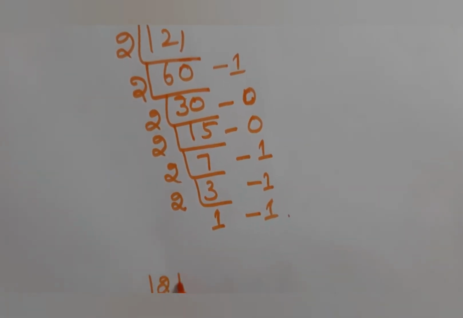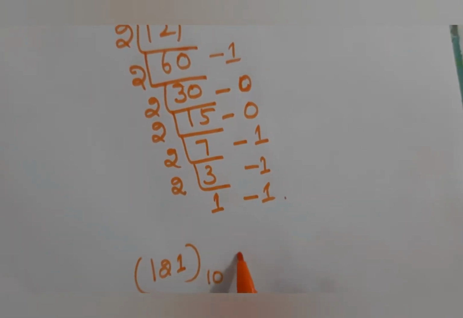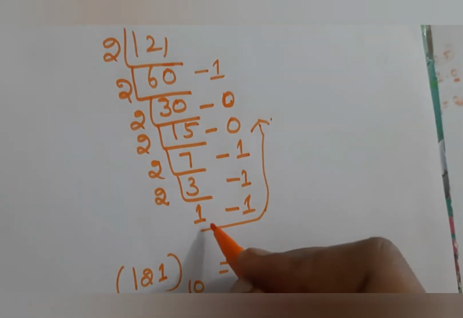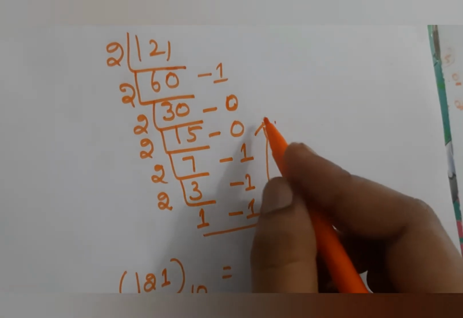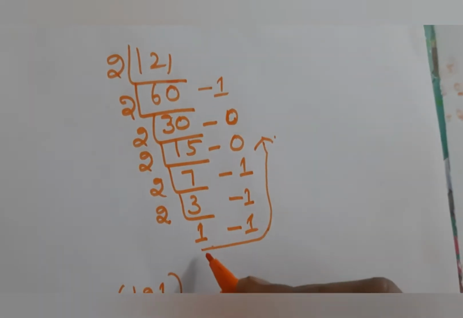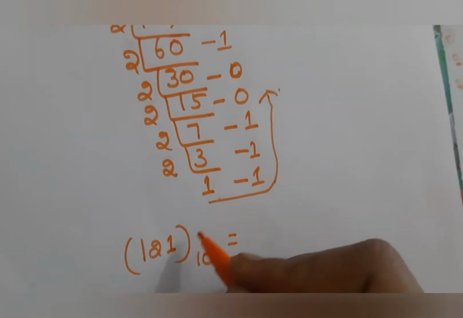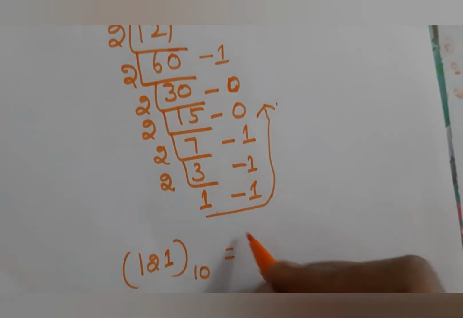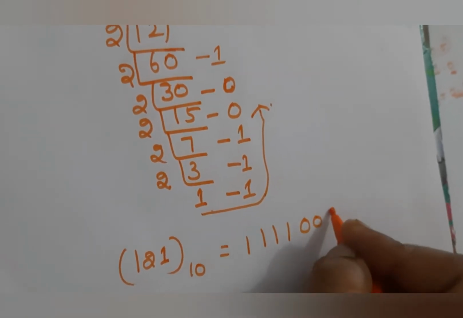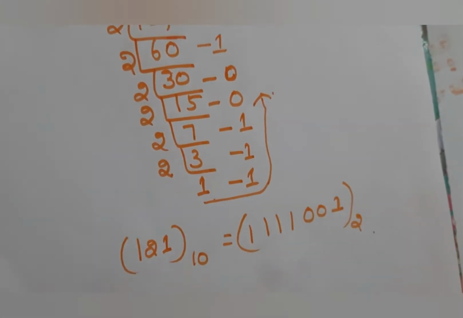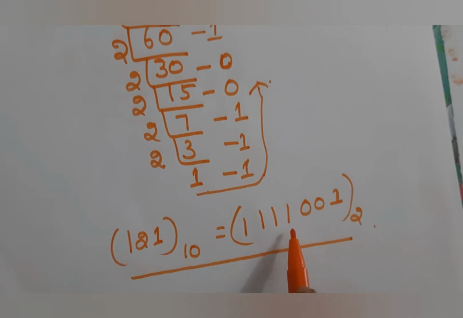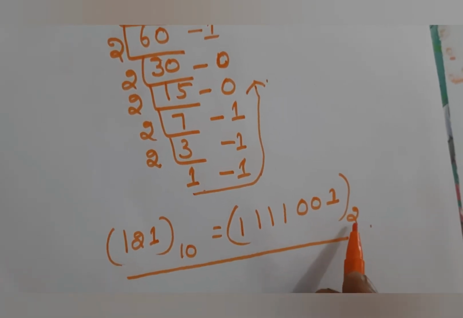So to get the equivalent of this 121 in base 10, for a whole number, for an integer, we have to take the remainders from down to upwards. So this is the order for finding the equivalent of an integer decimal value. Here the equivalent binary is 1111001 with base 2. So this is the equivalent of 121 in decimal, 1111001 in base 2, in the binary number system.